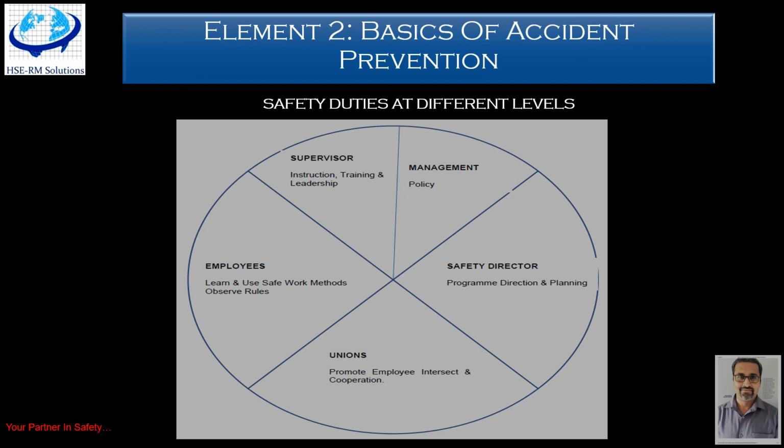Then comes the employee. So what does the employee do? The employee learns the use of safe work methods and observes the rules. This is what the worker has to do. So this forms the simple cycle of safety duties at different levels. If these duties are maintained, or rather if people accept and adapt to these rules, they will be able to work safely.